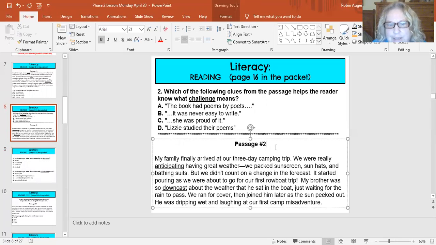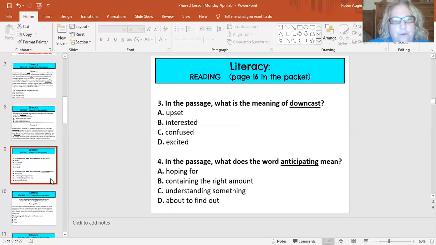So if you're downcast, when it started to rain and they weren't expecting it, brother just went and sat in the boat. He didn't even run for cover. He was just like, so downcast. When we get to our questions, let's think about that and what he did. Okay. We ran for cover, then joined him later as the sun peeked out. He was dripping wet and laughing at our first camp misadventure. All right, so here we go.